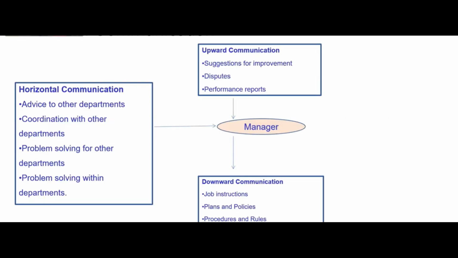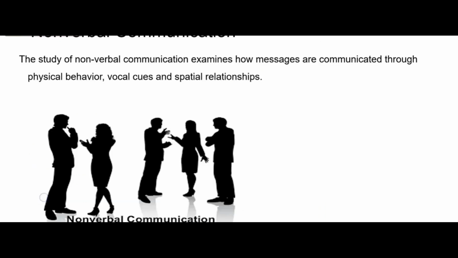So overall, these are the ways in which internal communication in any organization takes place. There is horizontal communication. There is upward communication, where employees give suggestions for improvement, solve their disputes, and submit performance reports. In downward communication, job instructions, plans, policies, SOPs, checklists, procedures, rules, etc. are passed on. In horizontal communication, problem solving takes place with each of the departments.